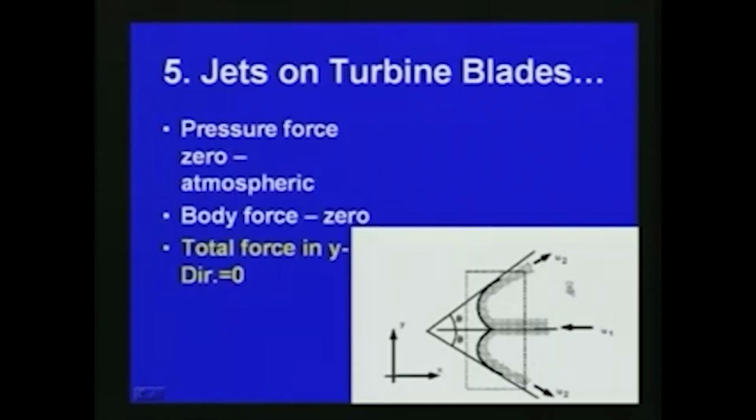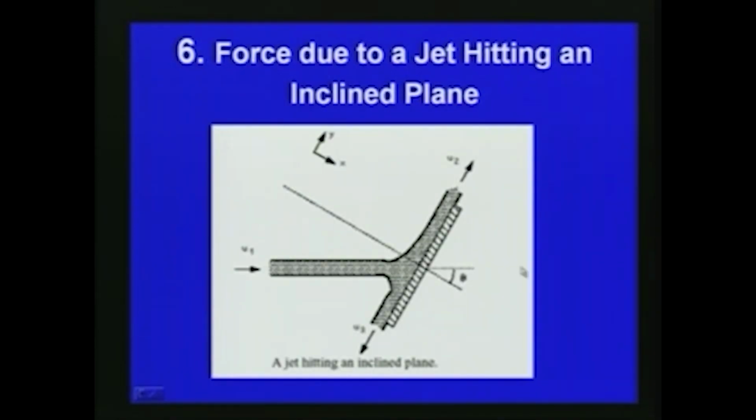But here you can see that due to the inclination of the plane, the velocity in this direction is u2, and in the other direction it is u3. So it is not symmetrical, because the plane is inclined: the velocity in this direction is u2, and in the downward direction it is u3. So, here we consider the angle theta.